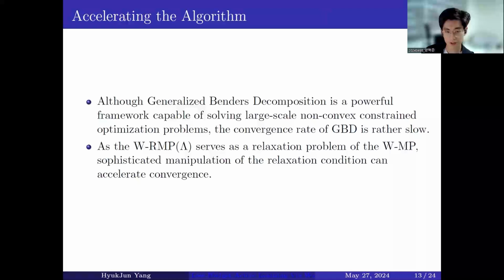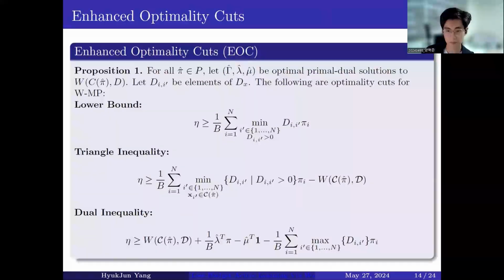However, the authors mentioned that this iteration process would be slow. They discovered that since the iteration includes a relaxation problem, it can be accelerated using certain techniques, so this must be applied carefully. One technique is enhanced optimality cuts. This method utilizes primal-dual optimization inequalities to push the eta values, tightening the bound and speeding up convergence. These inequalities are shown here.